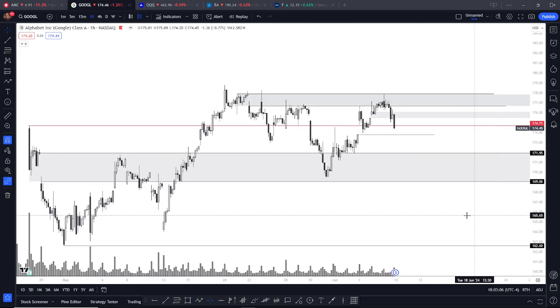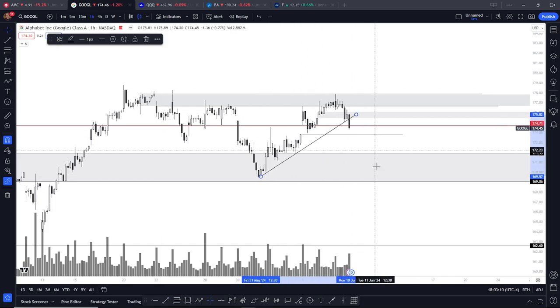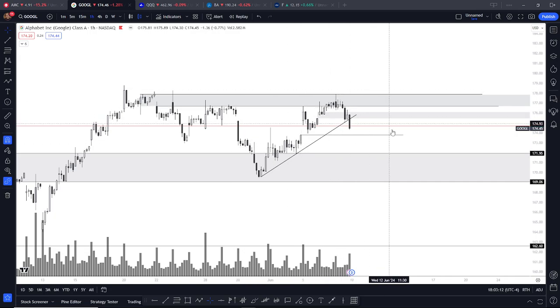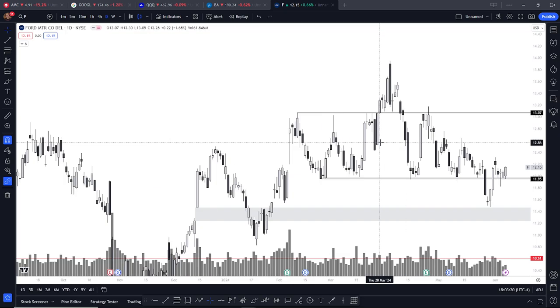I kind of do like the trade. We're failing this little short-term trend line looking thing. So we'll see what goes on over here with Google, but that's just my first focus of the week. Now let's go over into Ford.